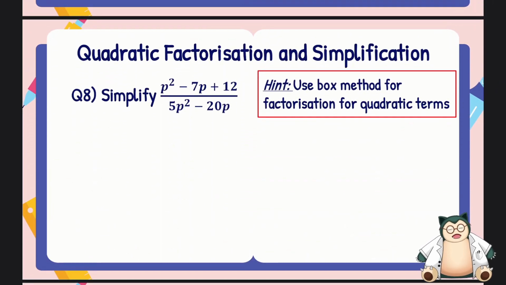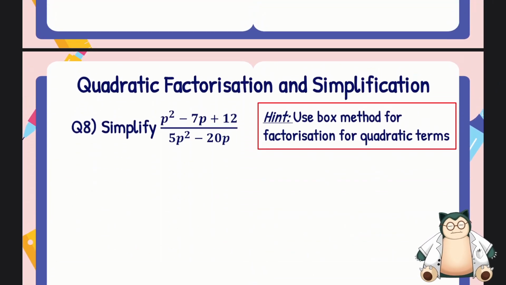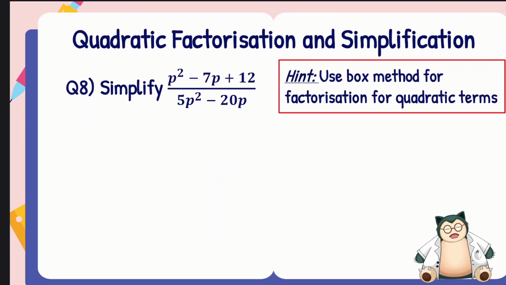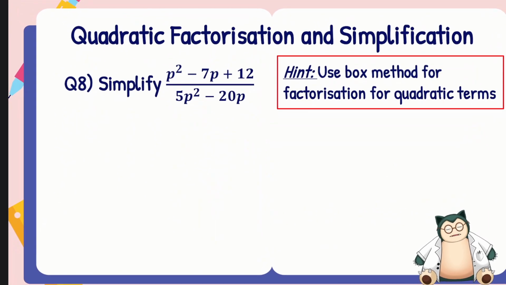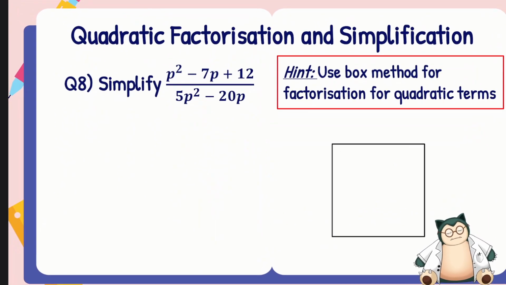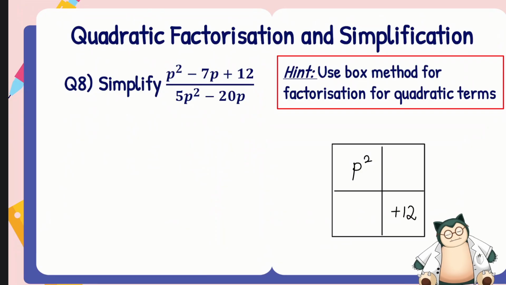Okay, let's try one more. Alright, let me demonstrate the box method one more time. So in the top part, same thing, we use our box method. First draw our box. We put our p squared term in the top left and our constant term in the bottom right. Right? So we get p and p.